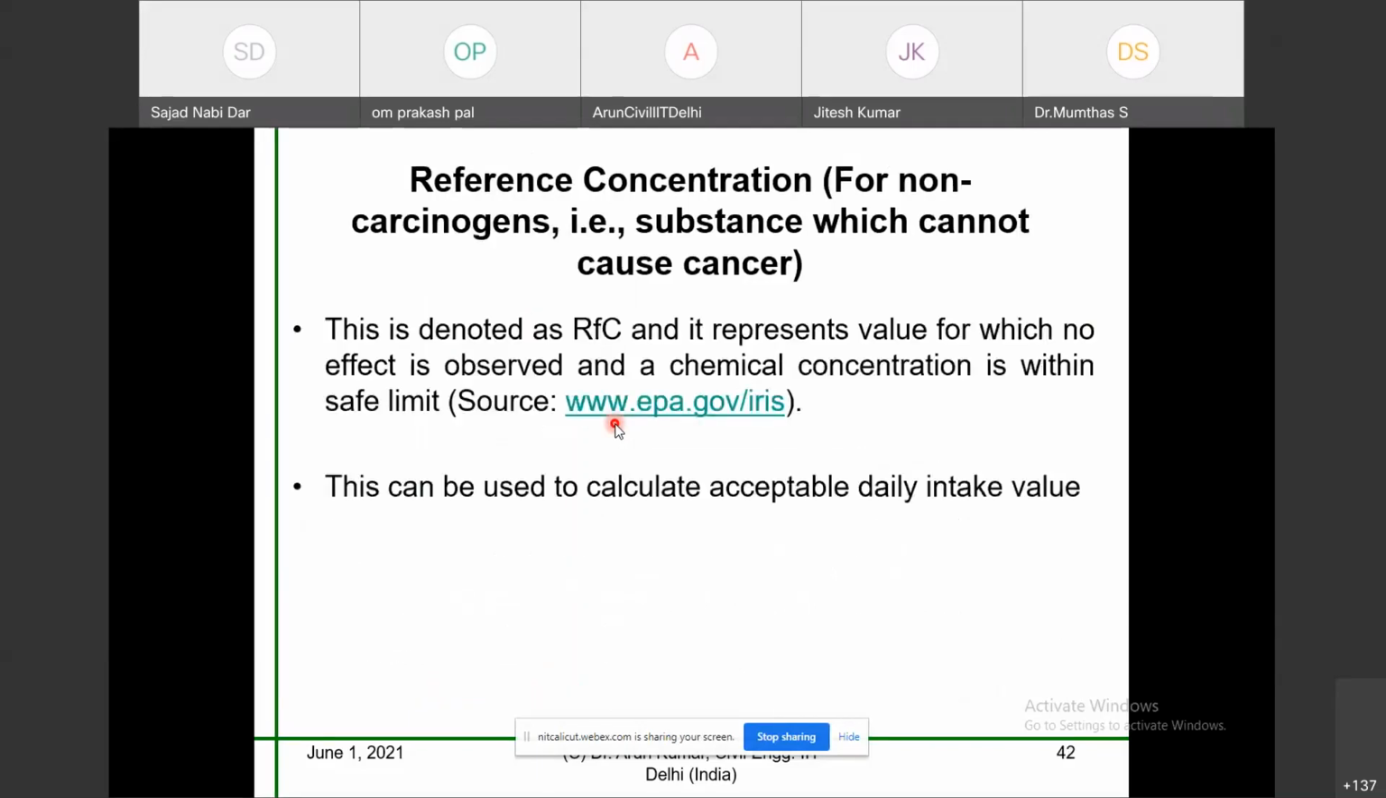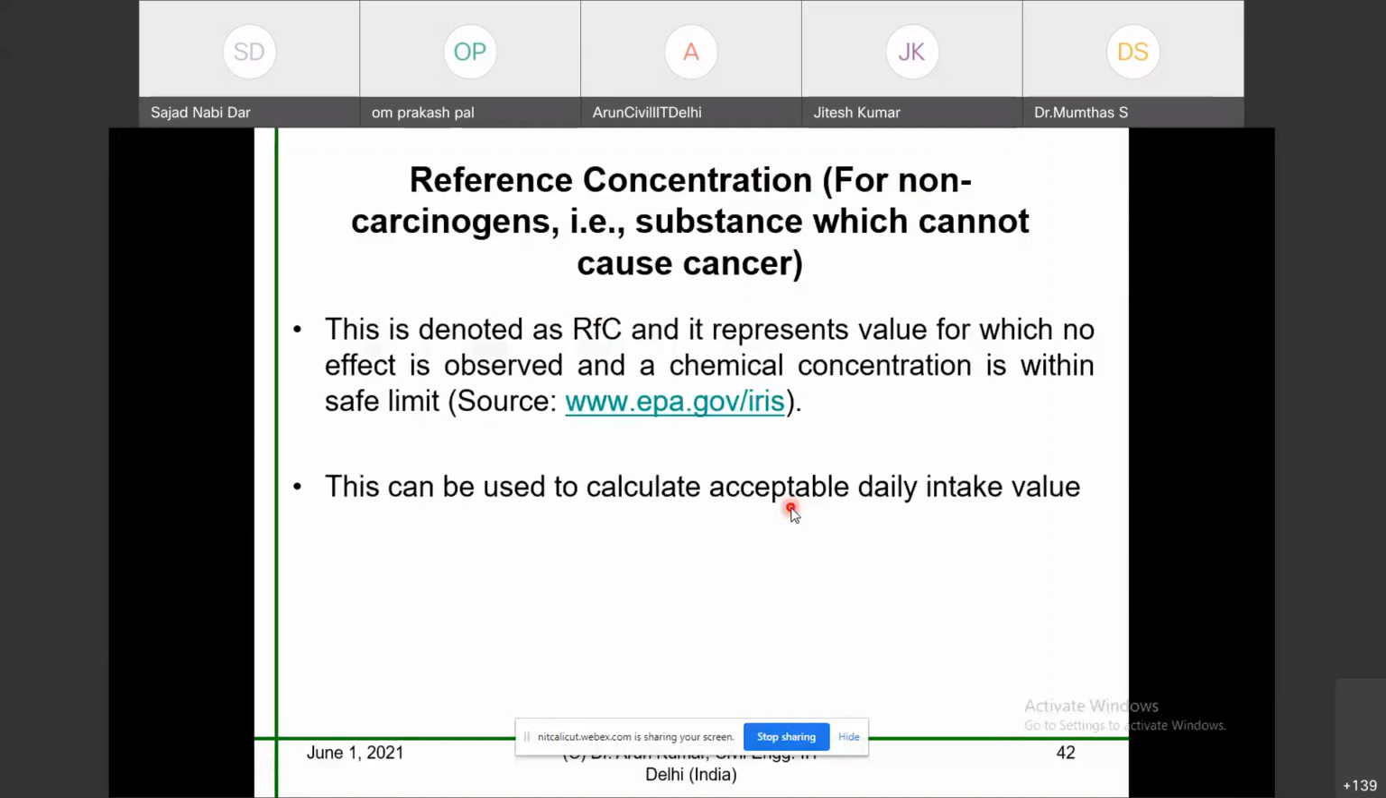Similarly, for non-cancer, non-carcinogen effects, this is called the reference concentration, or if you multiply by the exposure parameter, you will get the reference dose. So this is the concentration up to which you will not have any significant health effect. Once we know the reference concentration, we can multiply by the exposure parameter and get the acceptable daily intake. So there is a difference here. One is the average daily intake, which is the rate at which every day you are exposed to something.